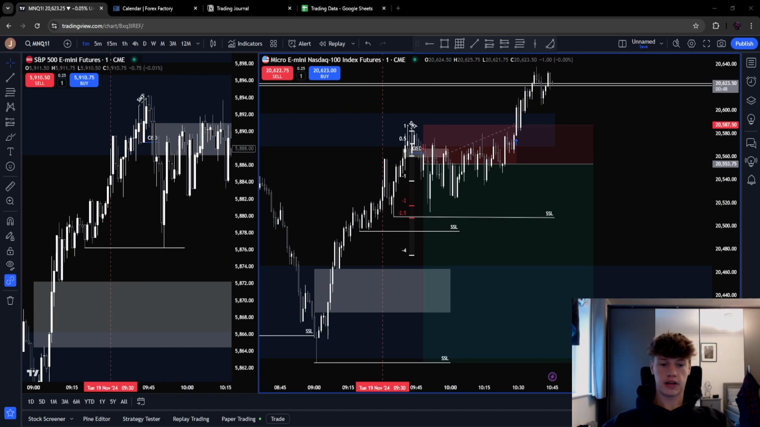Lesson learned. Align the models. That's the most important thing. Align the models. So going into tomorrow, that's what I'll be focusing on: identifying the model on each time frame and lining them all up.